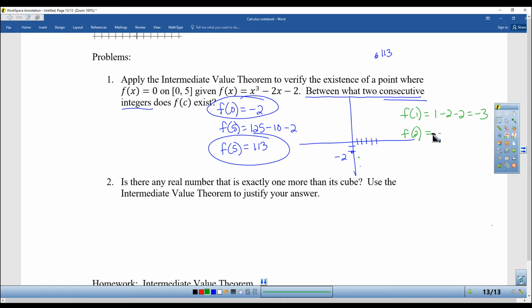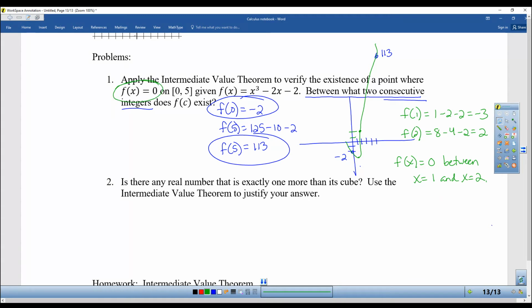F of 2 is 8 minus 4 minus 2, which is 2. There we go. At 2, it's 2. So this graph went somewhere down, but then somewhere up. So now I know that f of x is equal to 0 between x equals 1 and x equals 2. So I figured out between what two consecutive integers f of x was actually equal to 0.